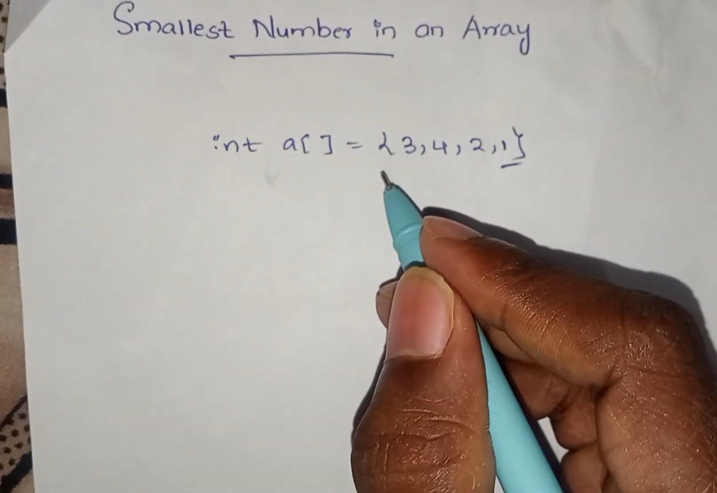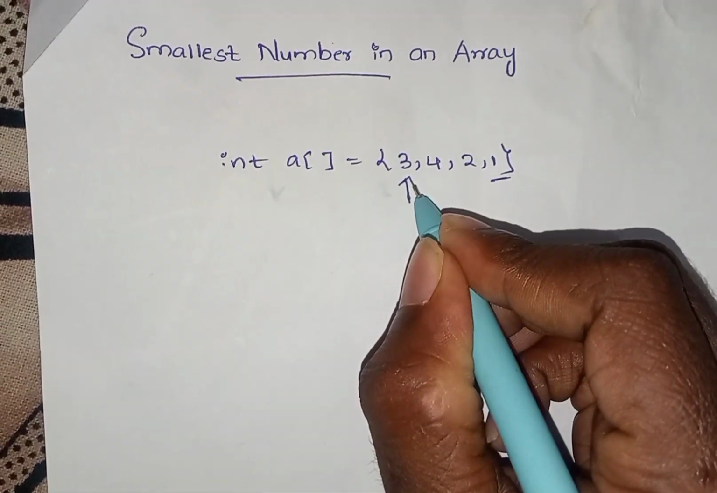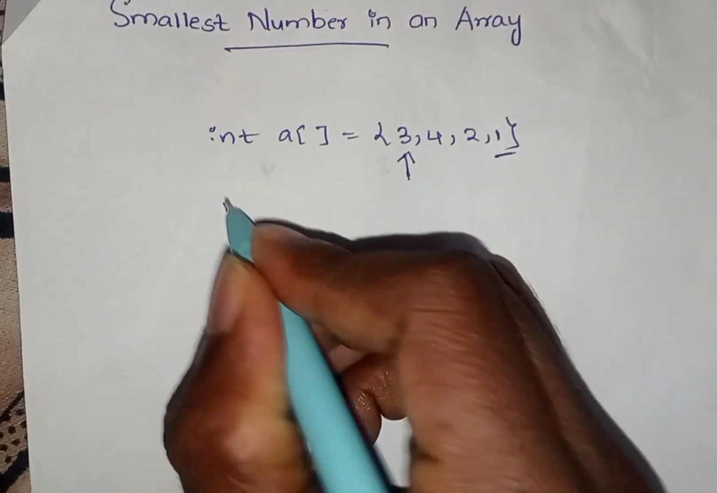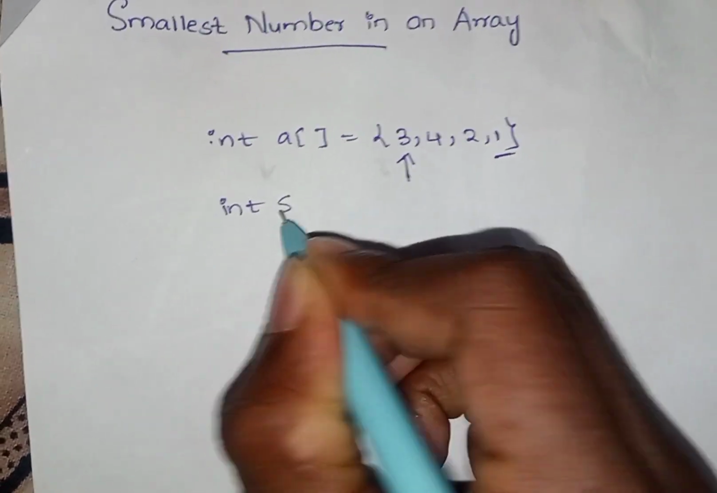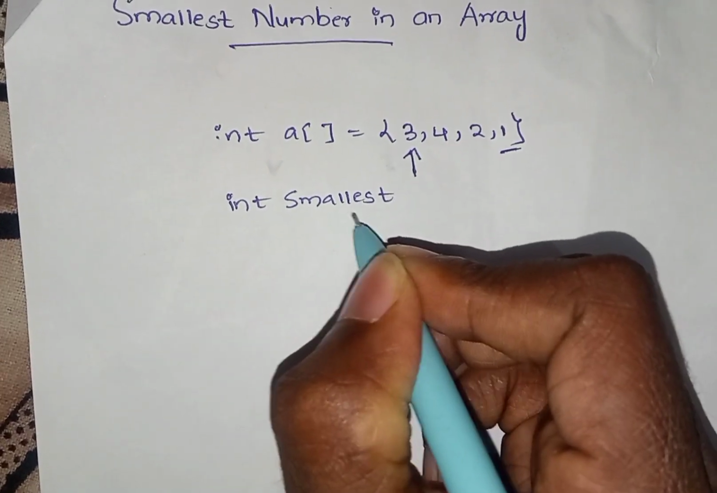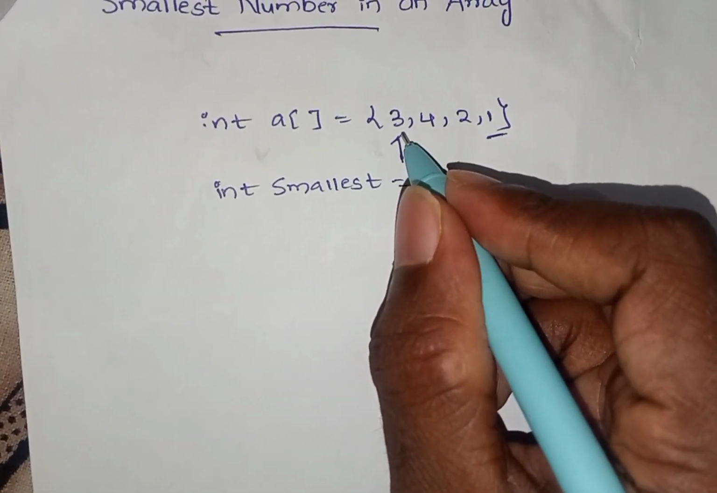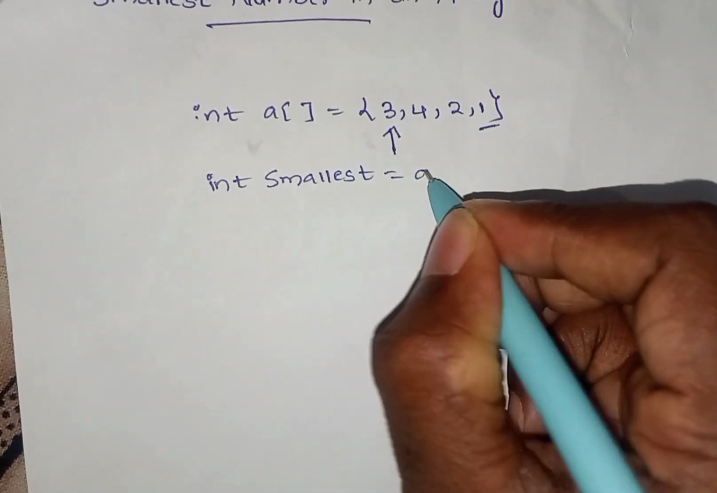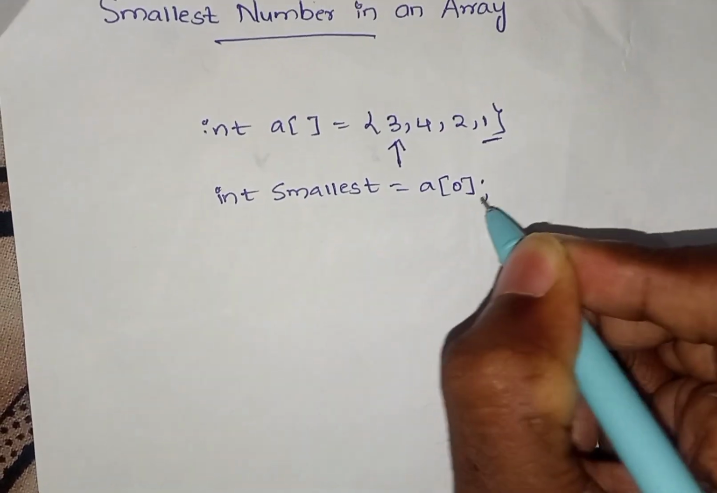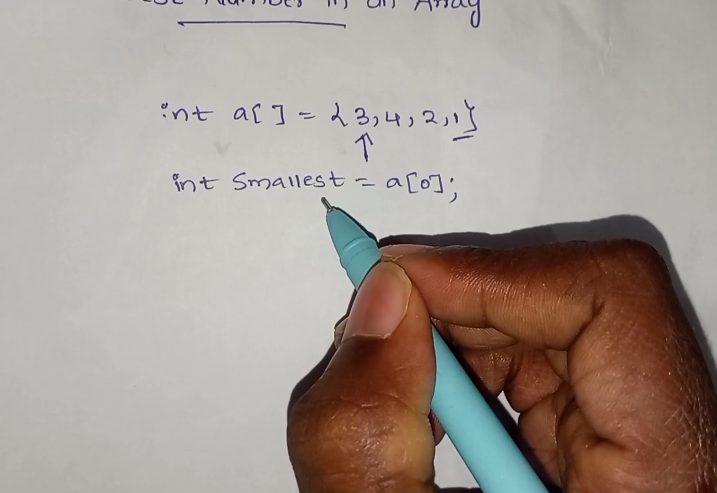Okay, so in order to find the smallest element, at first store this first value into an element. So let us take the element int smallest. So here smallest is the reference variable of type int and store the first value, that is 3, which is present at index 0, a of 0. Okay, now what happens? The value 3 will be stored into smallest variable.